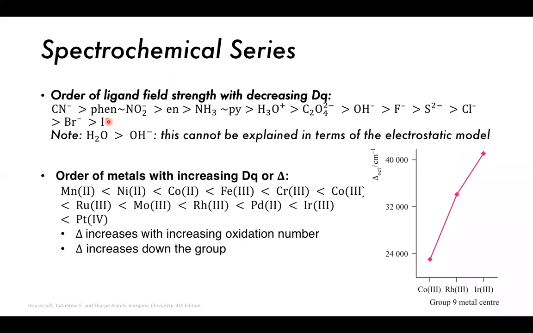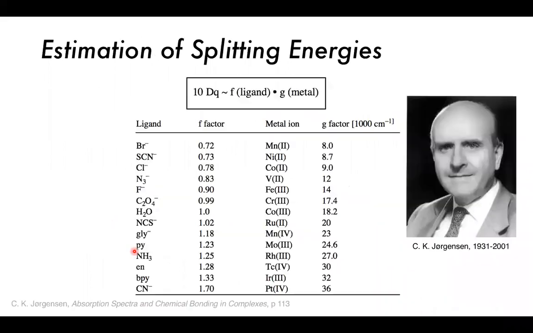The order of metals with increasing Dq, or splitting energy, goes from manganese, from 2+ ions through to 3+ and then 4+. The splitting energy increases with increasing oxidation number, and the splitting energy increases going down the group.